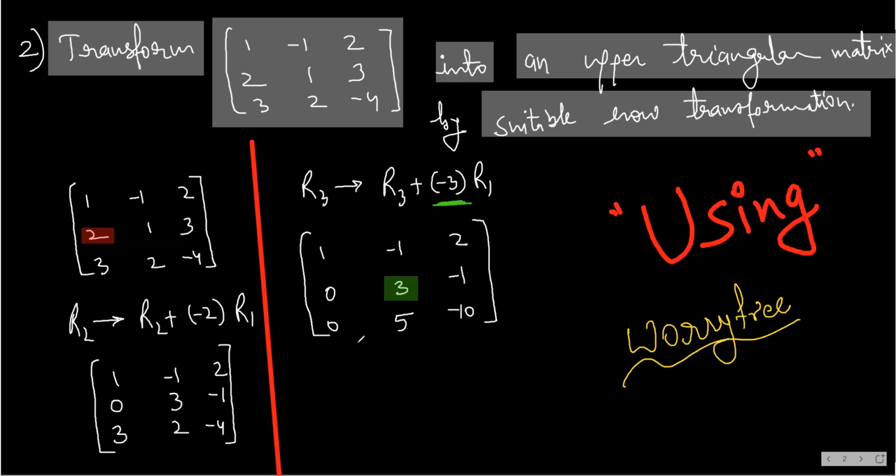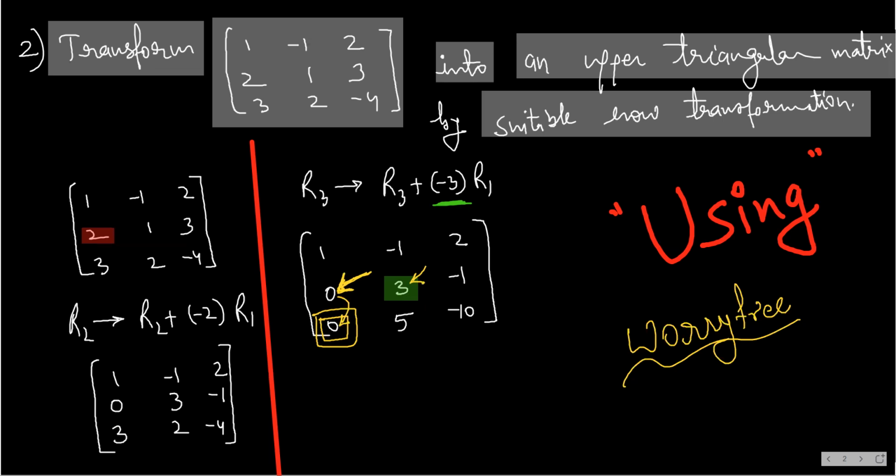You do not have an issue of this getting changed. When you are using 3, this will not change. Why? Because the corresponding element is 0. Now, if this is 0, even if it is added here, this will never be changed.